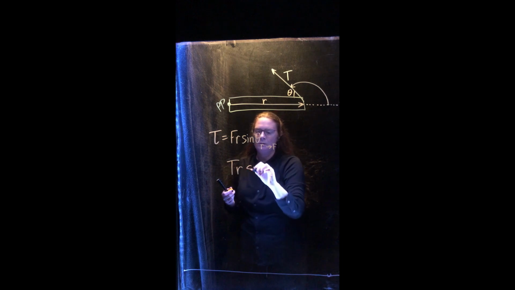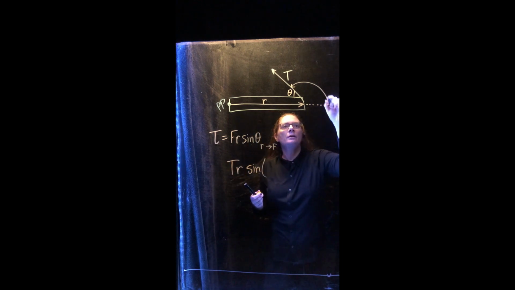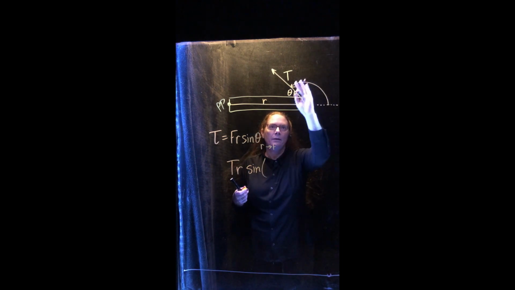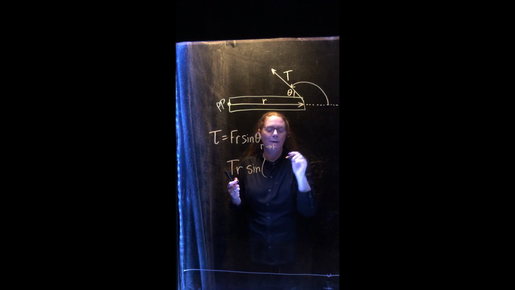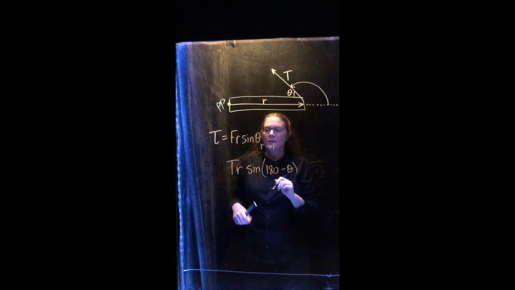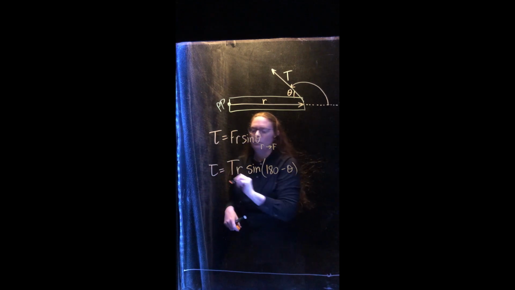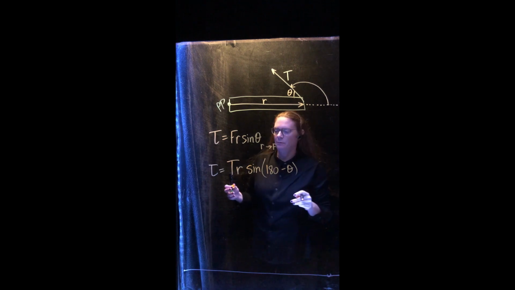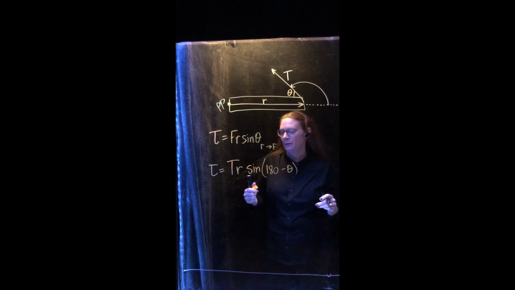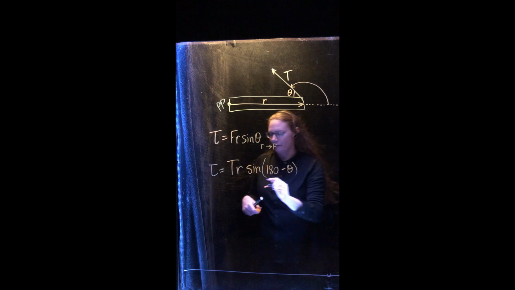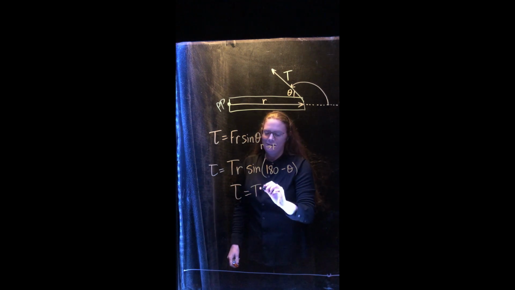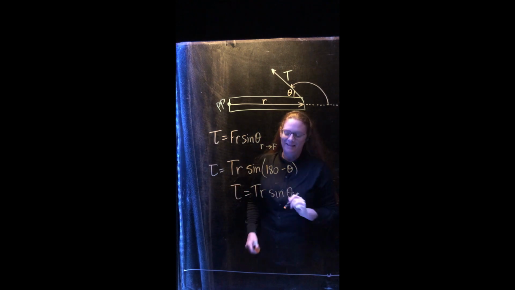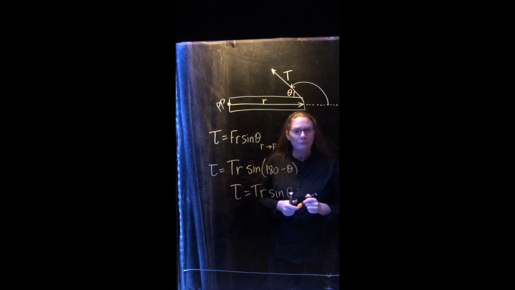In this case, this angle would be the line minus theta. Remember that? So line is 180 degrees minus theta. So here, the torque would be T R sine of 180 minus theta. And if you go back and do your trigonometry, which I had to look up, I have to admit, what you get is T R sine theta. Same thing. So there's 3 different ways.